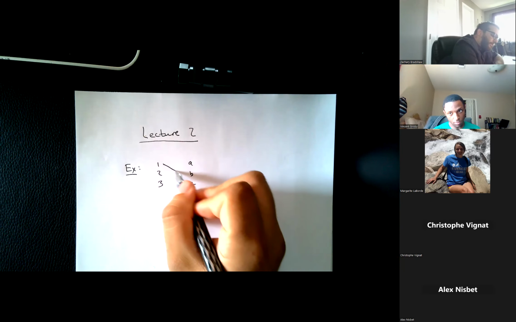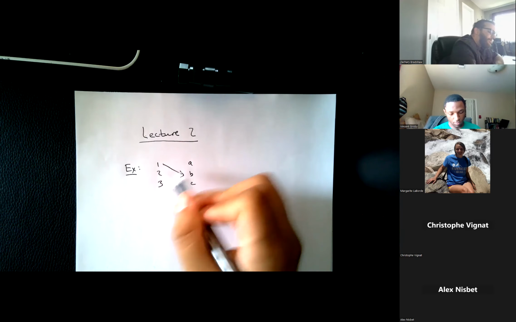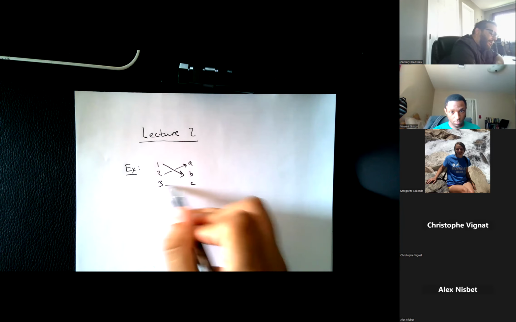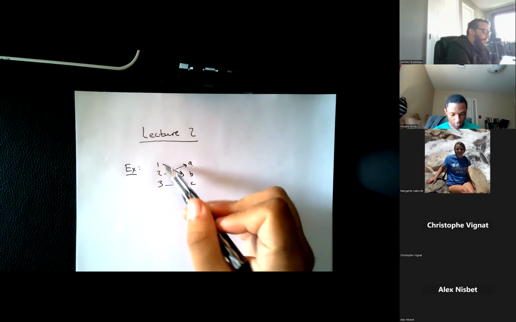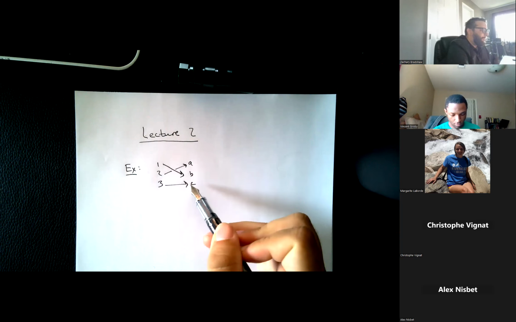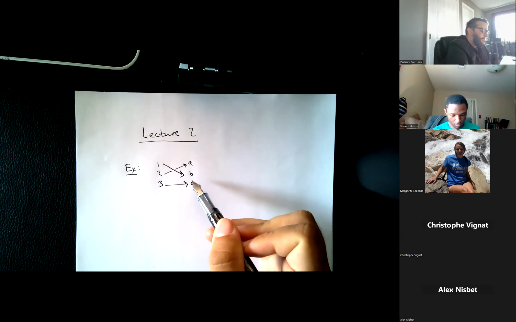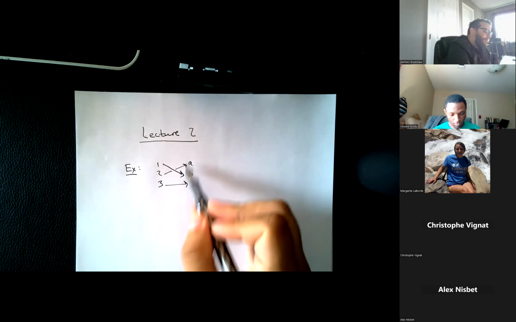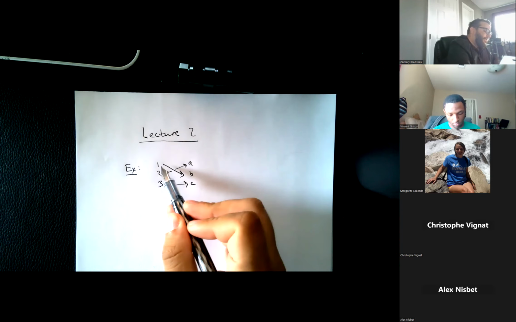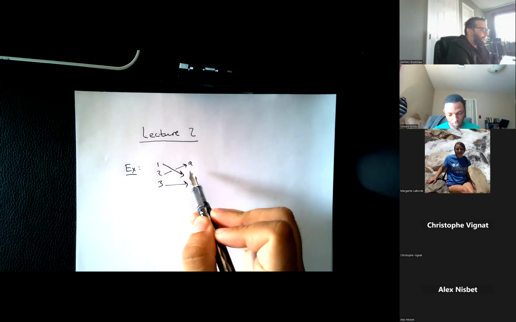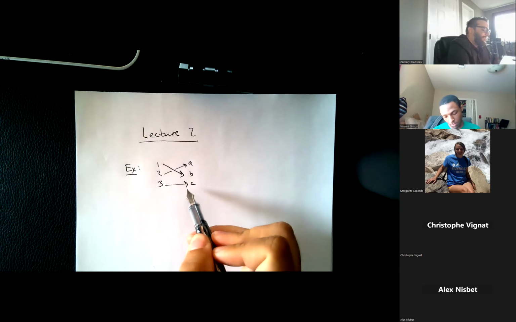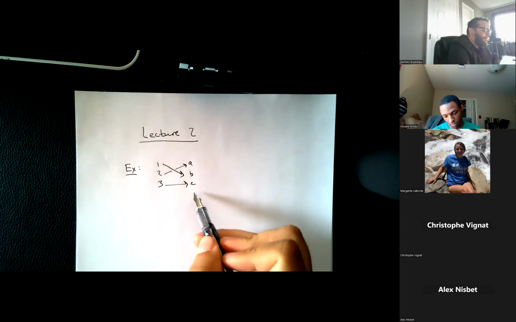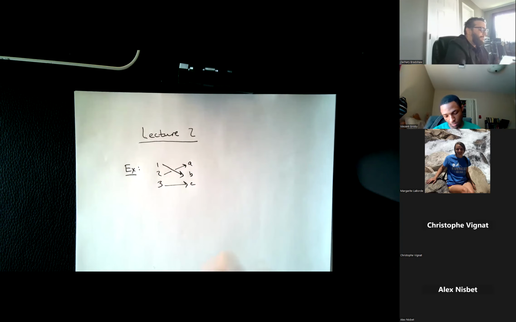You could define a lot of different ones, but for example, the one that sends 1 to B, 2 to A, and 3 to C. So the point is that everything on the left gets mapped to something, and only one thing. No two things on the left get mapped to the same thing on the right. And everything on the right is hit by this map, so there is something on the left which maps to it. When you have all these properties, then what you have is a bijection.